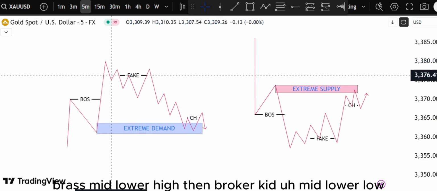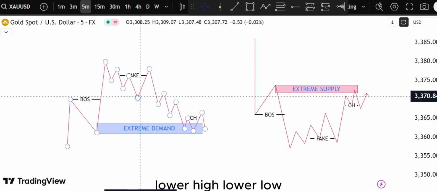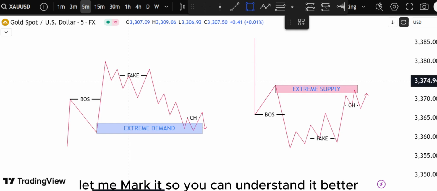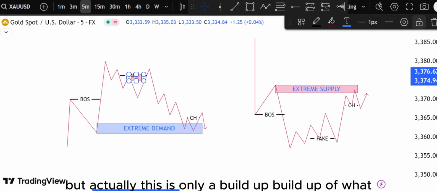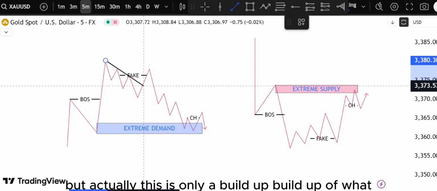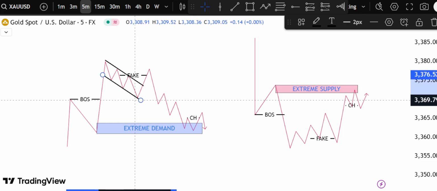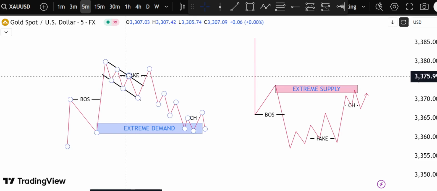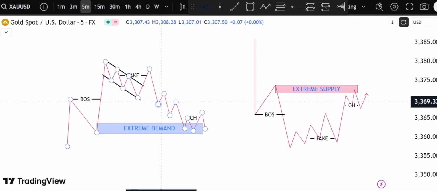Price made a lower high, then broke again, made a lower low, lower high, lower low. You would think that this supply over here, let me mark it so you can understand it better, would hold, but actually this is only a build-up. Build-up of what? Build-up of liquidity and trend line liquidity. As you can see, price touched 2 times, the third time it induced, then went down, making new breaks of structure.